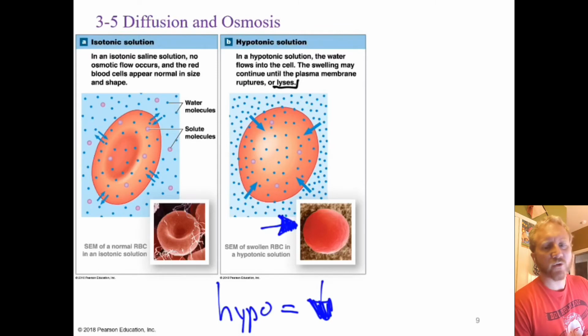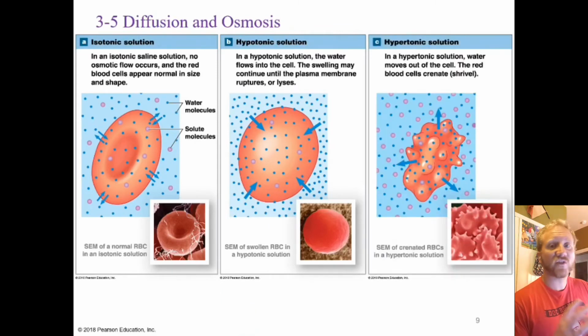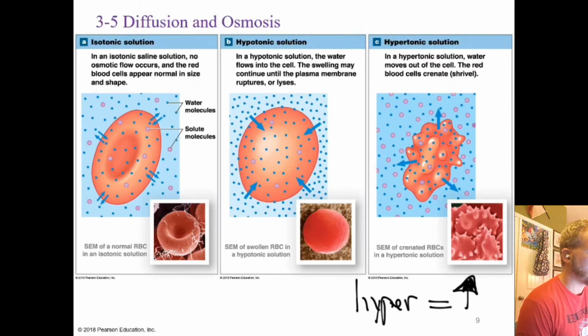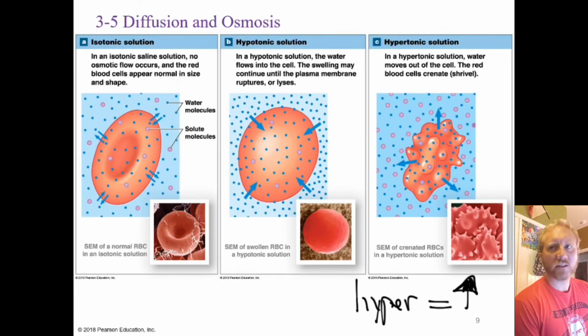So then going in the other direction, you put your cell in something that has a whole lot of solute. That becomes hypertonic. Hyper is high or above. So we've got a very high solute concentration. That means there's more water inside than outside, and we want to balance that concentration. So all the water is going to leave the cell, and that's going to make your cell shrink like this, okay?